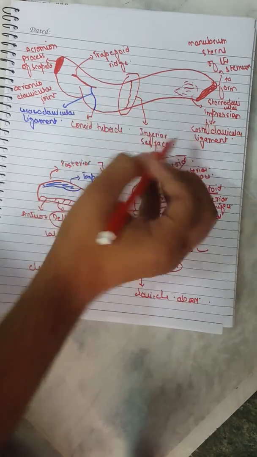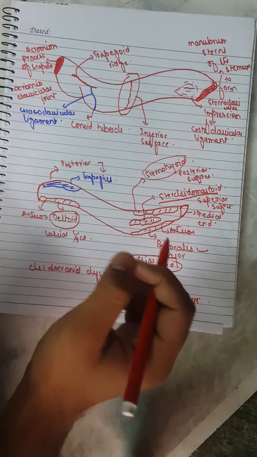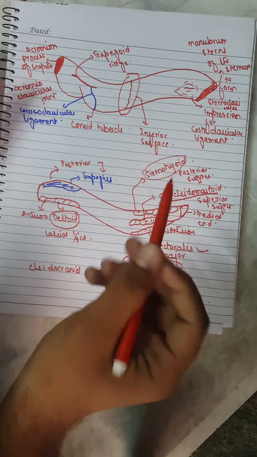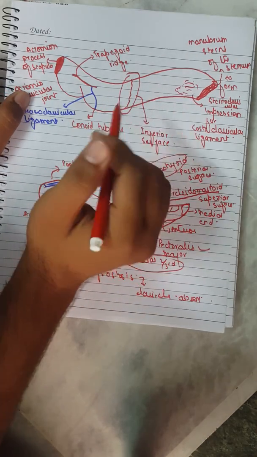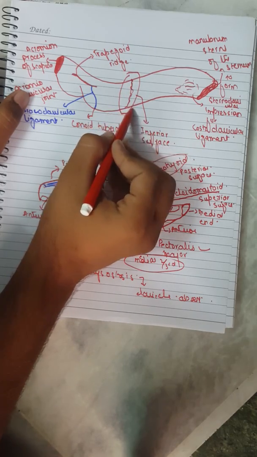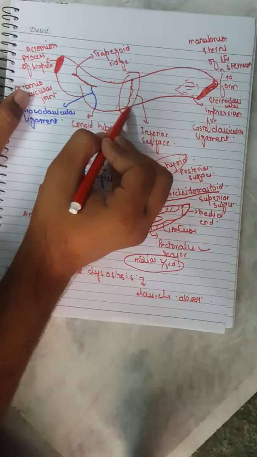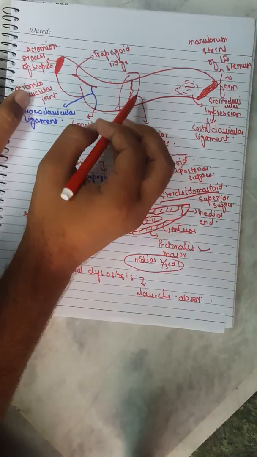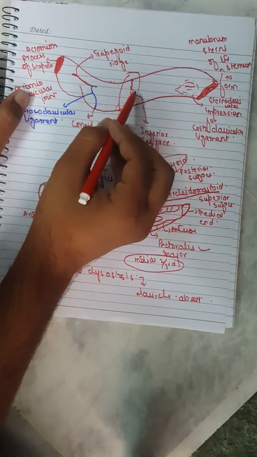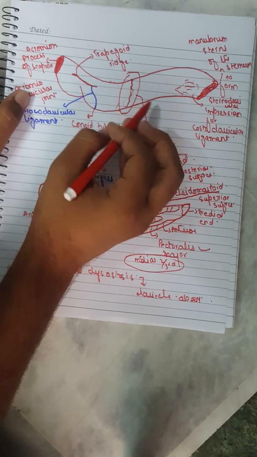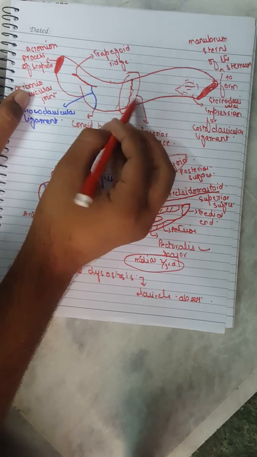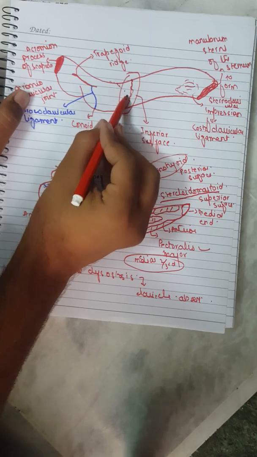One of the important points from the MCQ point of view is that whenever we fall on an outstretched hand, the clavicle breaks at this point. The lateral part always goes down, just like this.